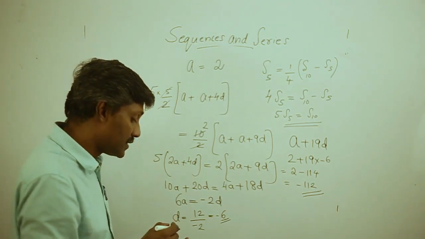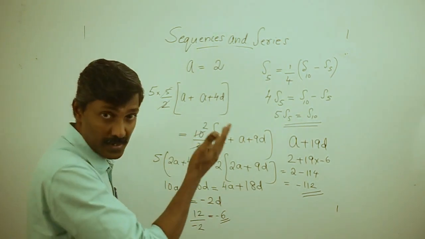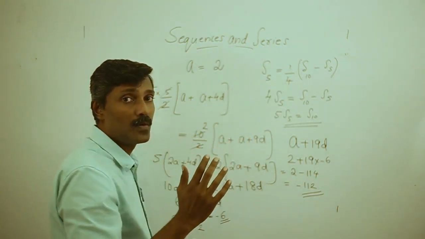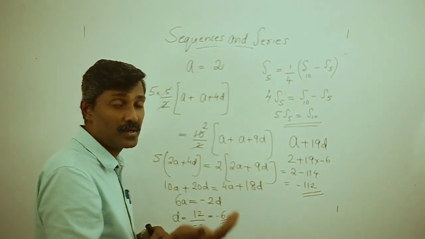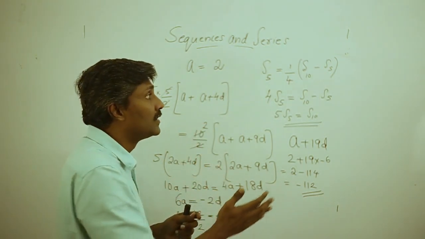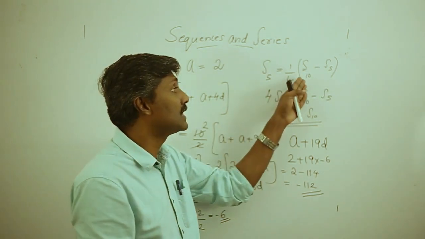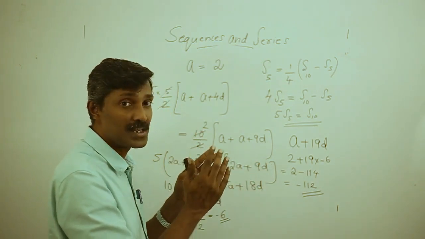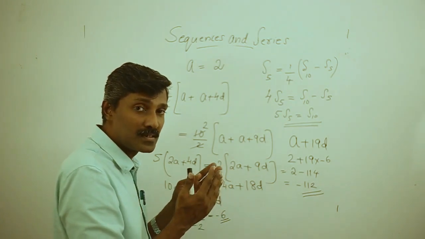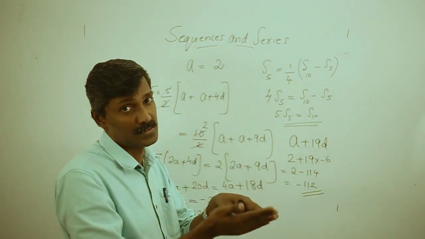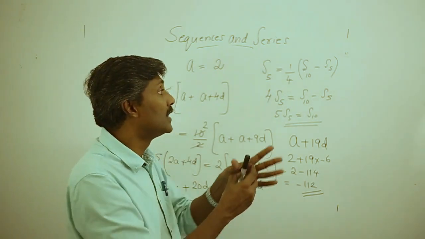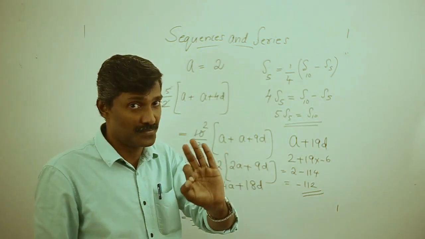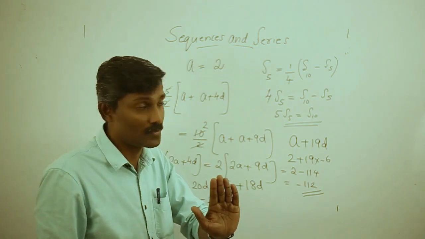I repeat, maybe some students may not be able to understand the concept initially. The question is given as the sum of the first 5 terms is 1/4 of the sum of the next 5 terms. Now what is the sum of the next 5 terms? It's basically the difference between S10 and S5, because S10 is the sum of the first 10 terms. Right? So if you subtract S10 and S5, what you get is the sum of the terms from the 6th term to the 10th term. Clear? That is what you have to understand. So S10 minus S5 is nothing but the sum of the next 5 terms after the 5th term. Is that clear?